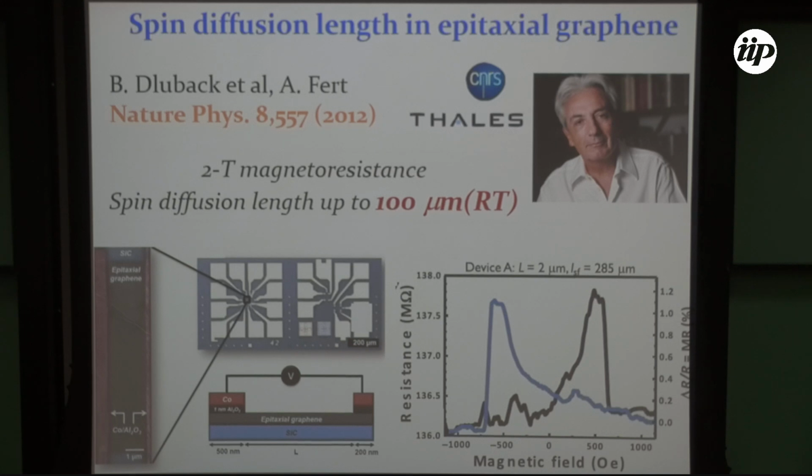Albert Fert was immediately also interested by this. And a few years later, they reported by a different technique on a different graphene, which was an epitaxial graphene, also apparently gigantic spin diffusion lengths at room temperature.